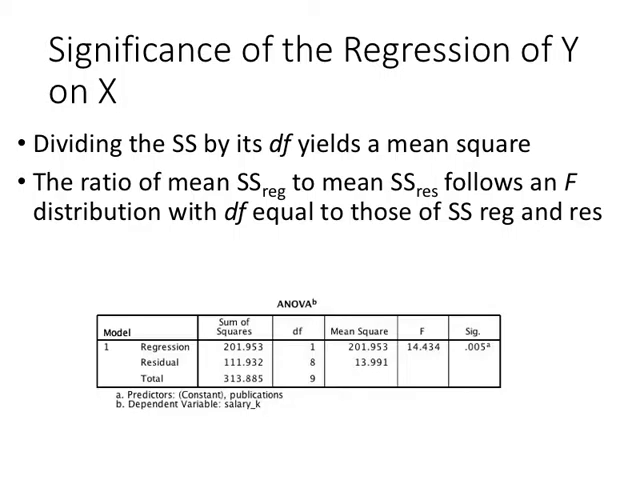And then SPSS is nice enough to give us this significance level here. And so in our case, we would reject the null hypothesis that the relationship between x and y is 0. We would reject that in favor of the alternative hypothesis that it's not 0, that it varies in a meaningful way from 0.